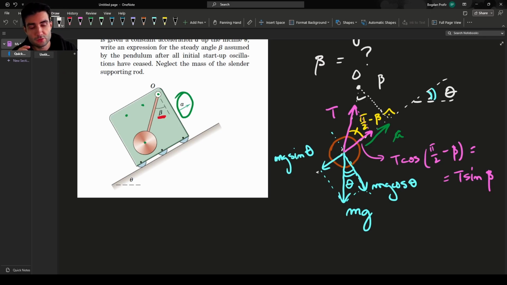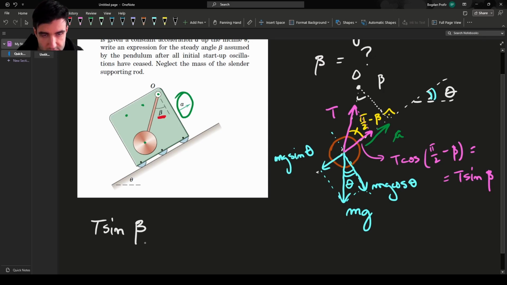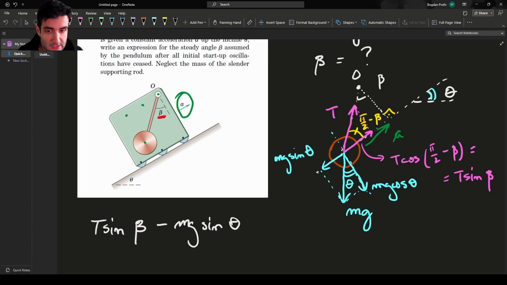So now we have two forces which are acting in the direction of the incline. We have one which is T sine beta, which is actually T cosine of pi over 2 minus beta, but trigonometrically it's the same thing. And then minus mg sine theta. This force is acting in the opposite direction, so we have to subtract. And this is equal to mass times acceleration.